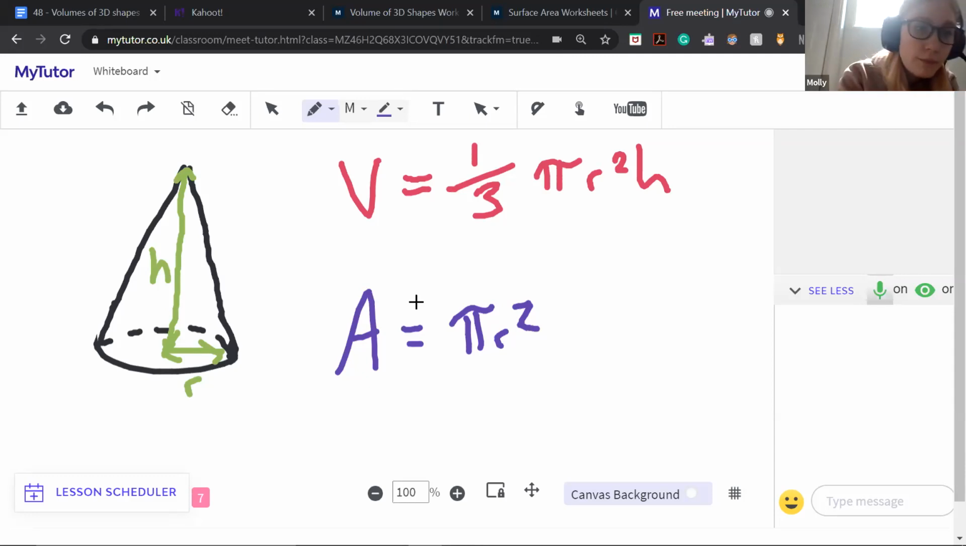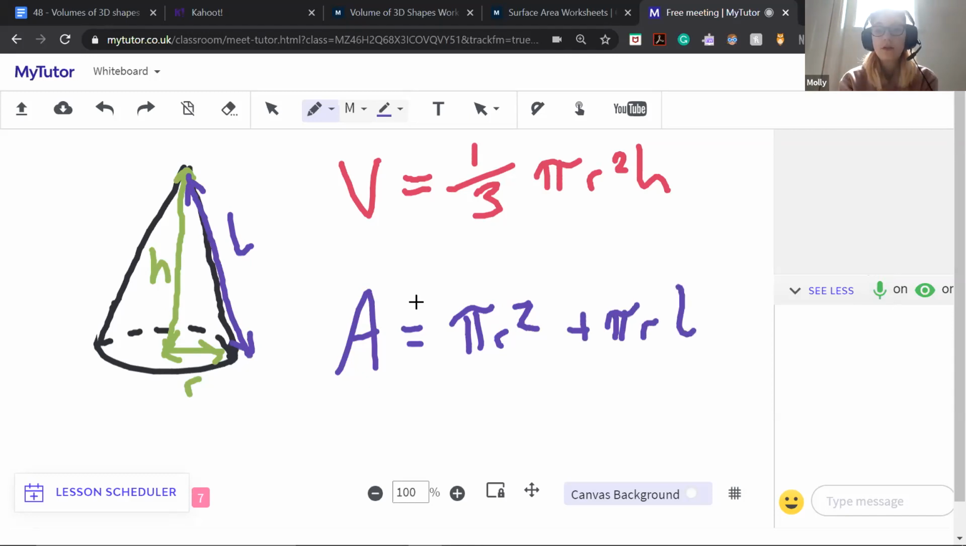But for this, we need one more measurement, which is this here, which we're going to call L, which is the sloping length of the cone. So we only need that for the area. Without that, you can nicely work out the volume. But for the area, that bit is pi RL. So you also don't need H for the area. You need R for both of them. H tells you the volume, L tells you the area. And these are just things that you've got to learn, really. And hopefully that will make sense.